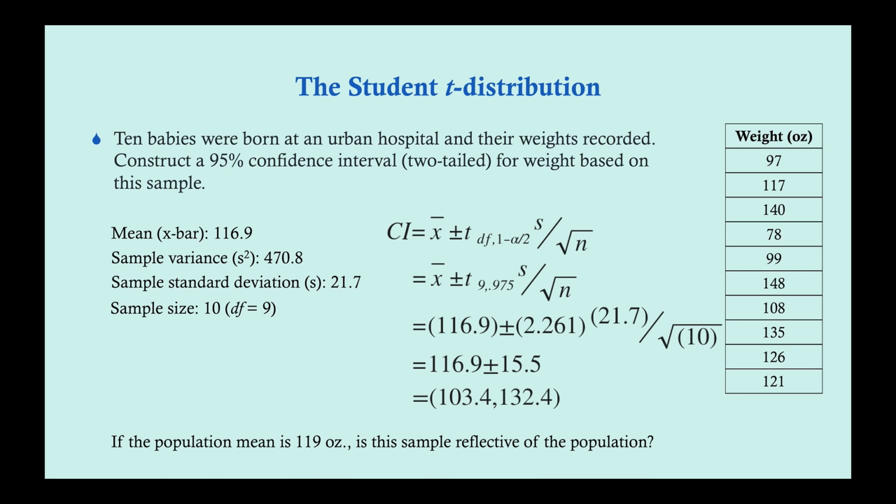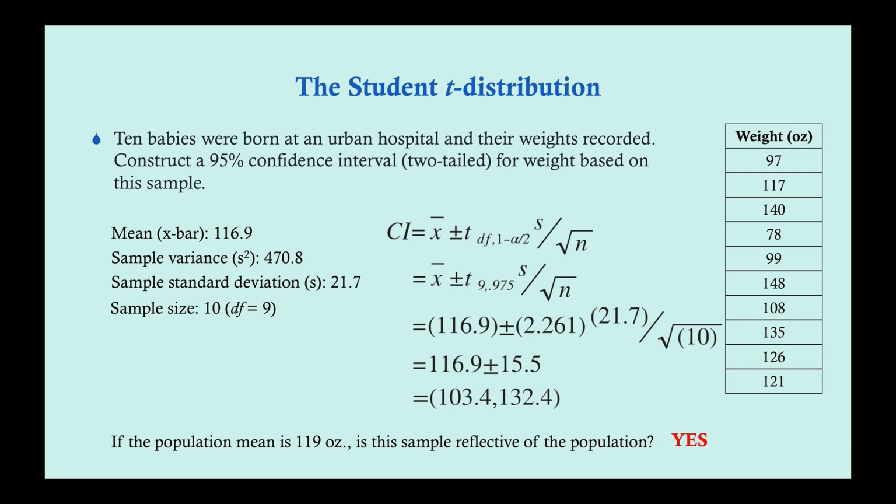Now, question: if the population mean is 119, is this sample reflective of the population, or is it significantly different from the population? And the answer is, since the mean falls within the confidence interval, even though it's not exactly the sample mean, we would say that this sample is reflective of the population. If your confidence interval did not include the population mean, then you would say that this sample was significantly different from the population at large.